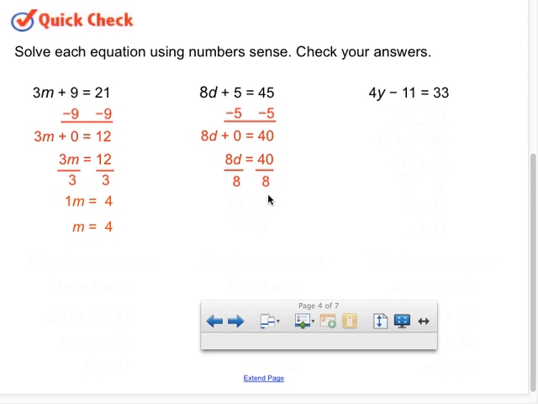And then what do we get back? D equals what? That equals 5, because 40 divided by 8 is 5. And then 1 times D is just D.